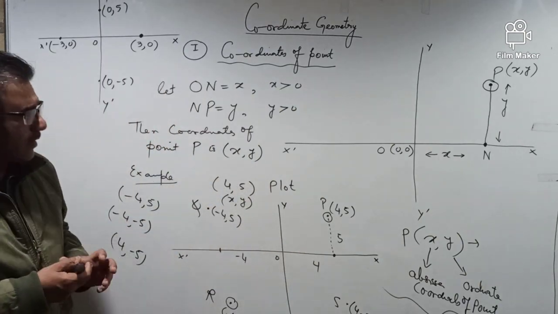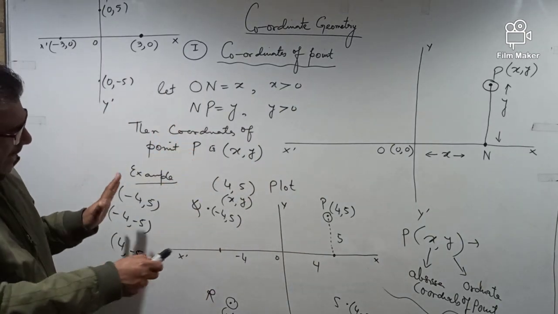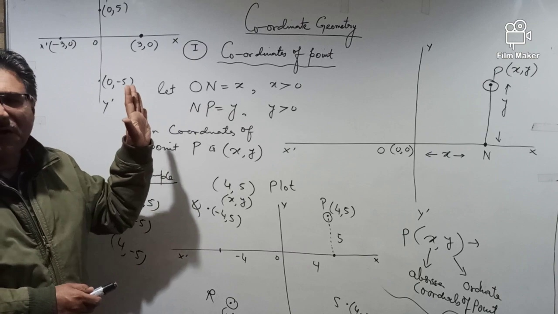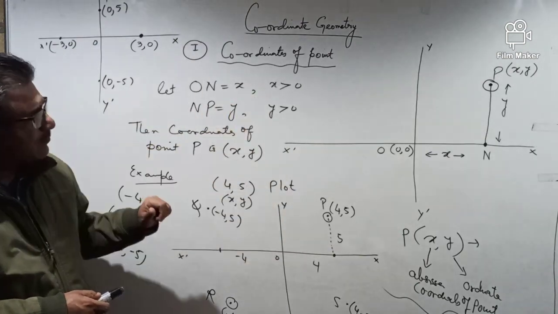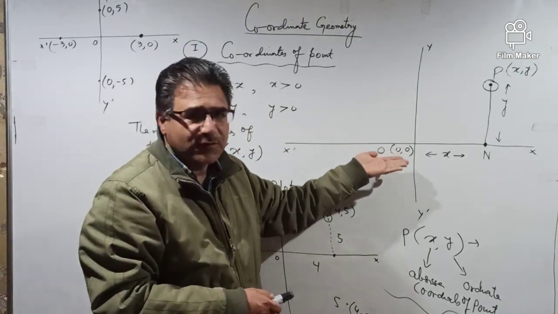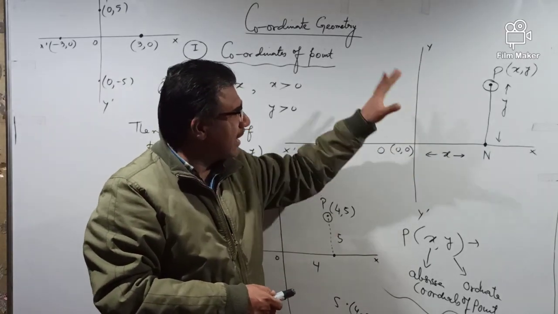Both together are called the coordinates of the point. So this is how to take coordinates of the point, how to plot them on the graph, how to plot them on the Cartesian system of coordinates. This is the Cartesian plane, how to plot.